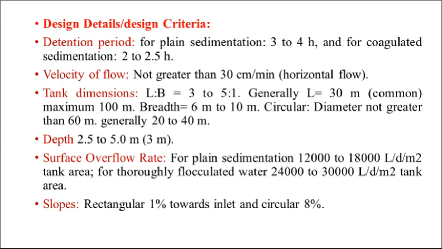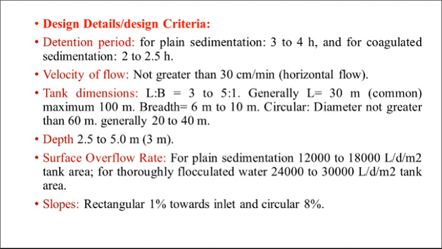Next one, design details or design parameters for design of sedimentation tank. So first parameter is detention time. For plain sedimentation tank, detention period may be 3 to 4 hours, and for coagulated sedimentation tank, the detention period may be 2 to 2.5 hours. Then velocity of flow or horizontal velocity of flow, it should not be greater than 30 centimeter per minute.